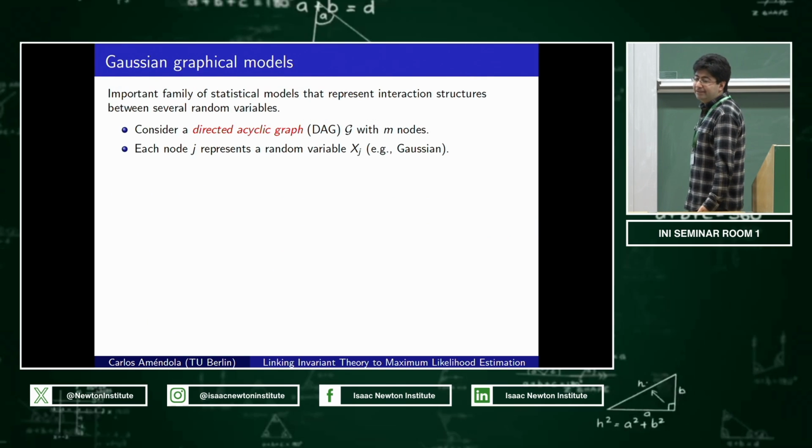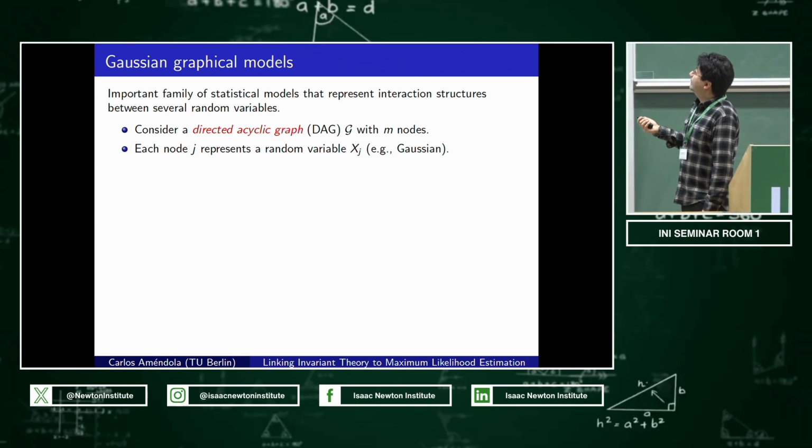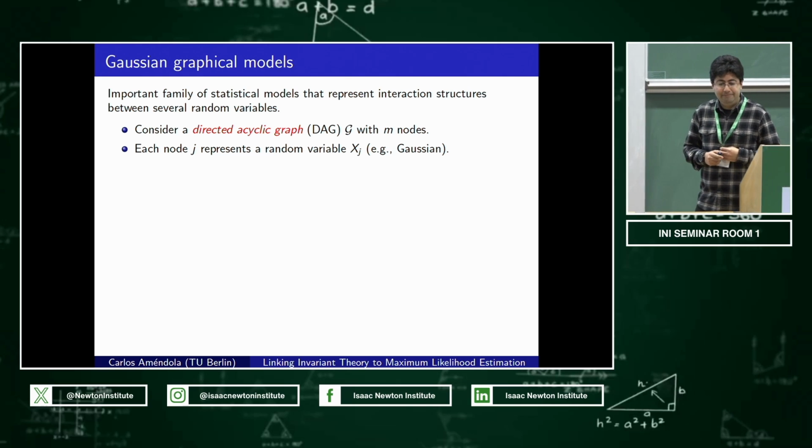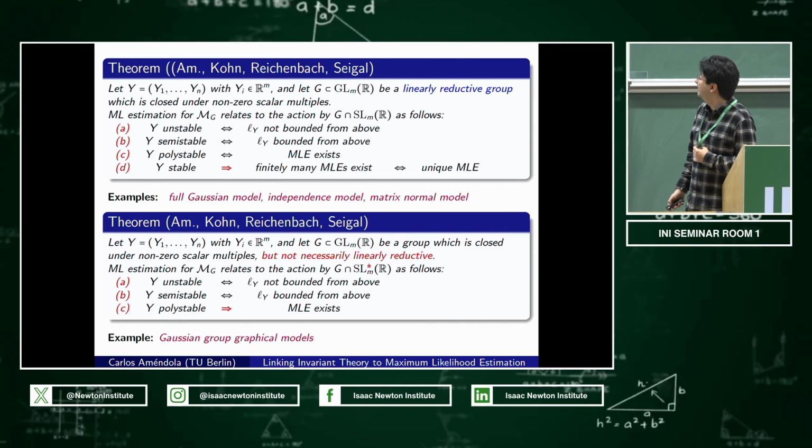So okay, let's talk about these graphical models that I've been advertising. So, having a compact group, does it make sense then? Well, these are linear algebraic groups. But they're not closed under the scalar multiplication, like the cyclic group is not, for instance. But that condition was where it's not necessarily linearly reductive. Yeah, so reductive.